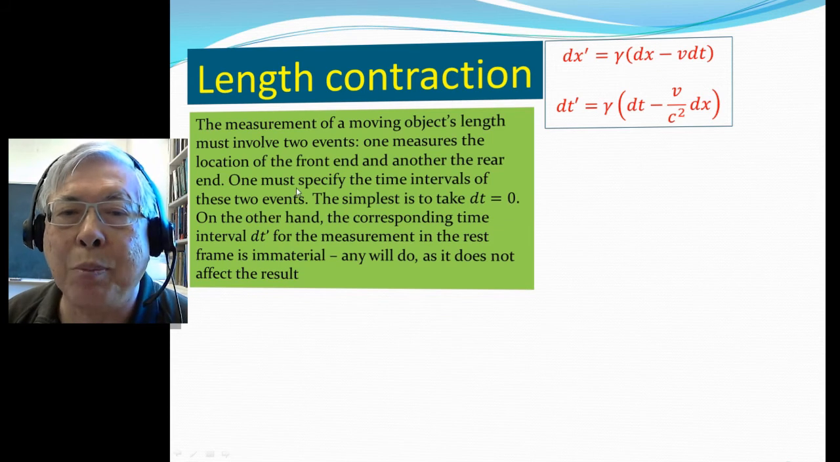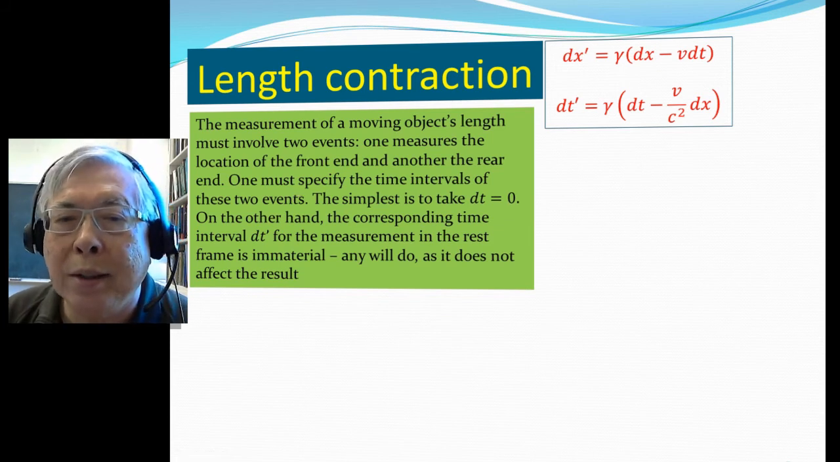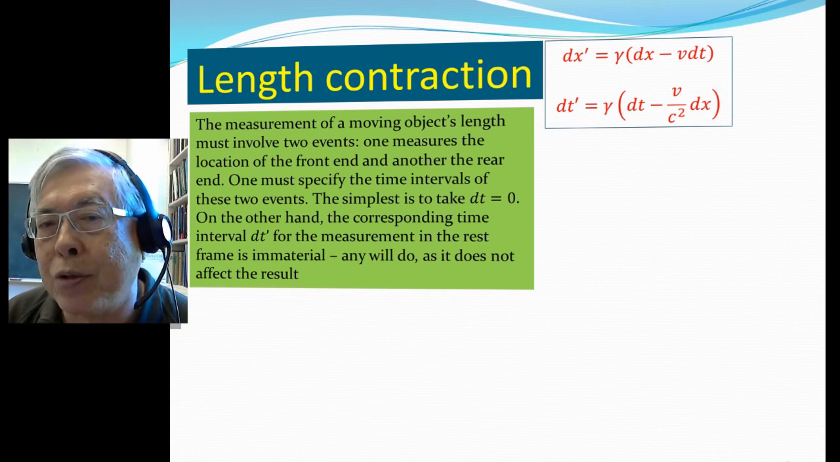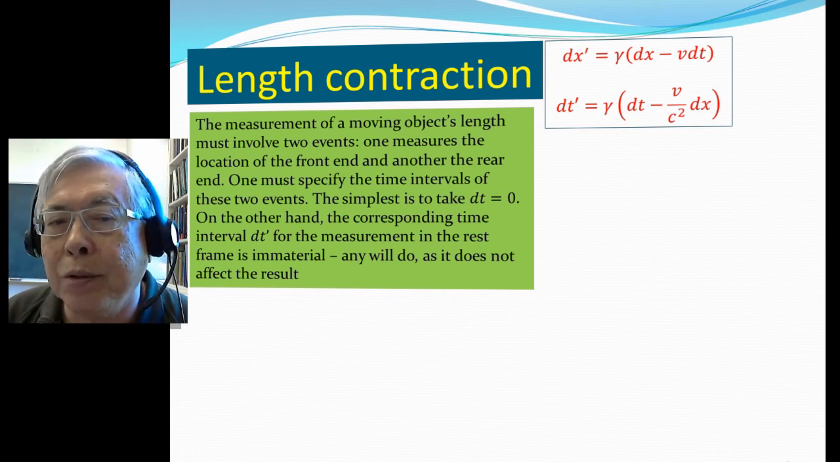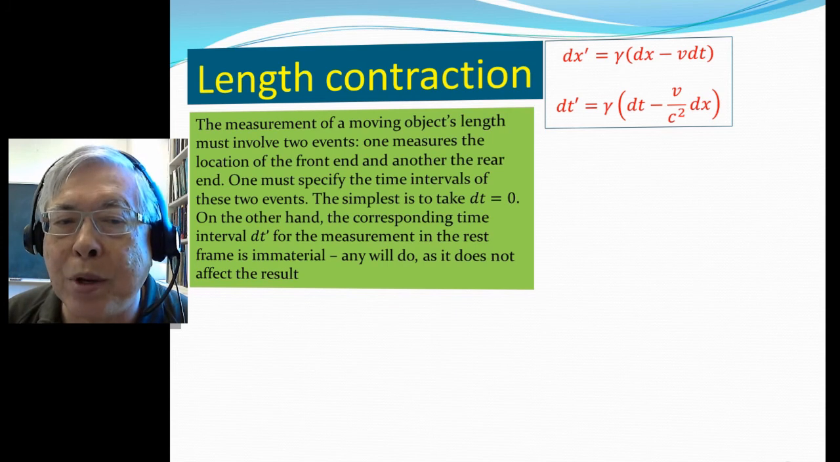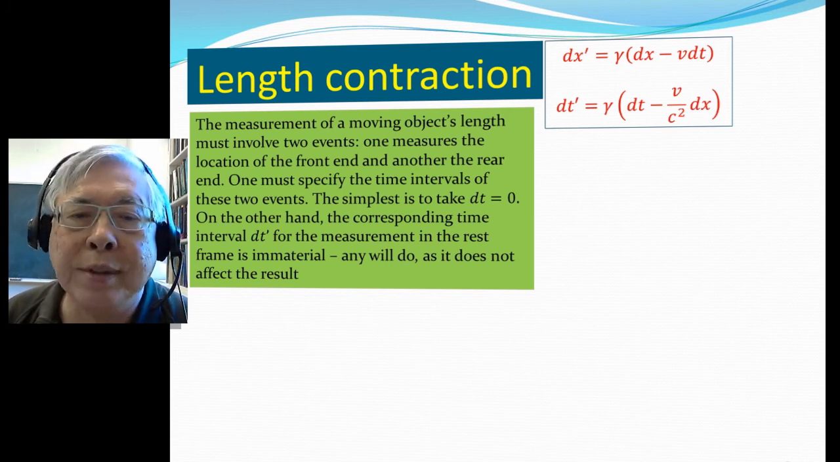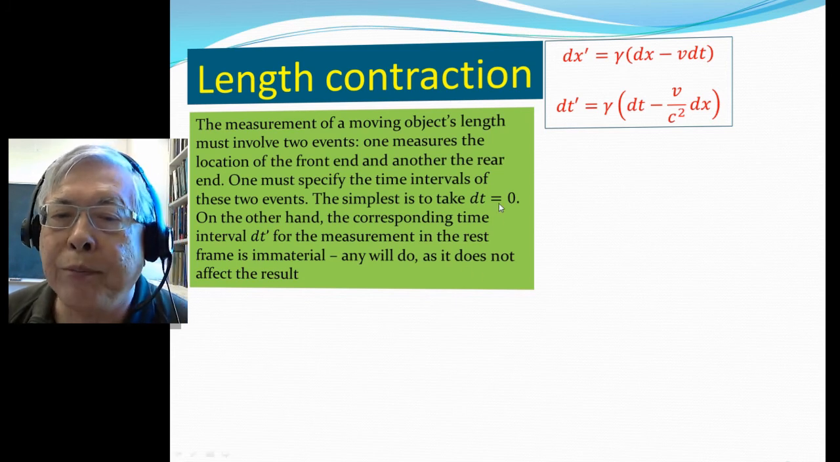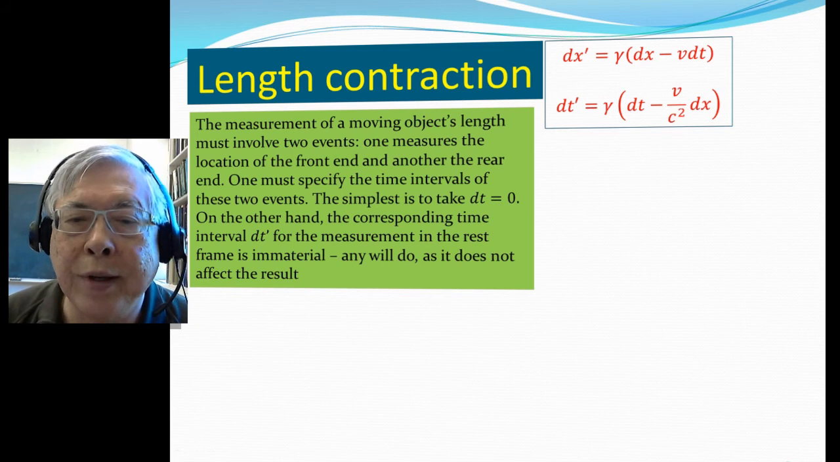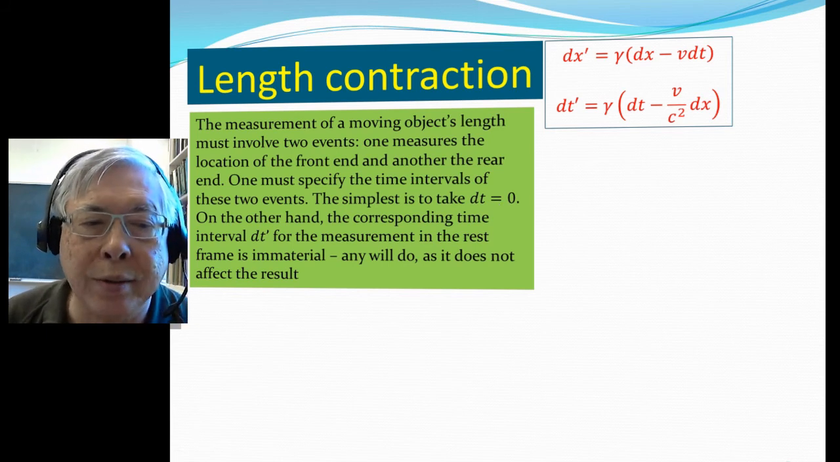So we must specify the time interval of the two events. For example, you want to measure the length of a moving car. It's zipping by, so you have to measure the front end and the rear end. Whatever it is, you have to specify when you measure the front end and when you measure the rear end. In terms of the formula, the simplest is to choose the interval to be 0: I find a way to measure the front end and rear end simultaneously.